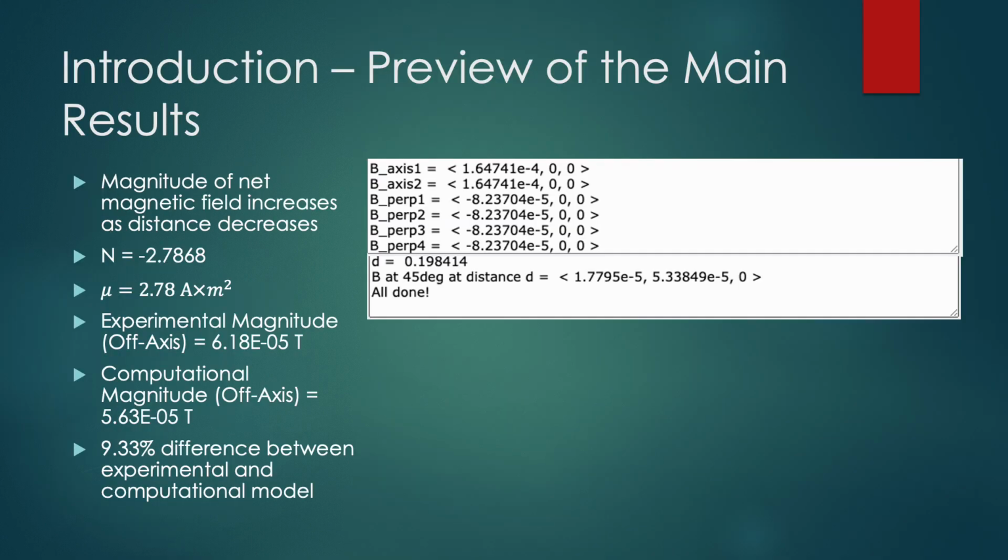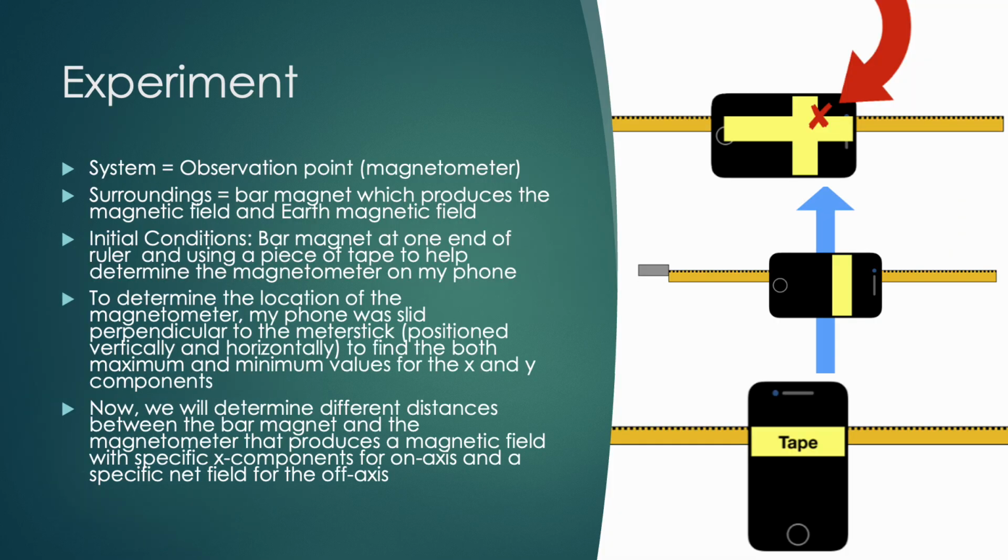For a preview of my results, the magnitude of the net magnetic field increases as distance decreases. n equals negative 2.7868, mu equals 2.788 times m squared, and there is a 9.33% difference between the experimental and computational model, which will be discussed later.